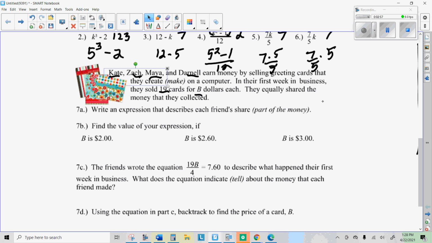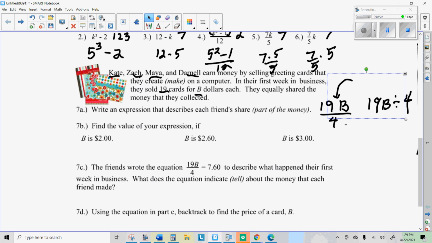All right, so you're going to take the 19 cards they sold times the $B each, and then you're going to divide that by 4, and I would write it like this. So we want to make sure we multiply 19 times B first. Now you could also write it like this if you were thinking that way.